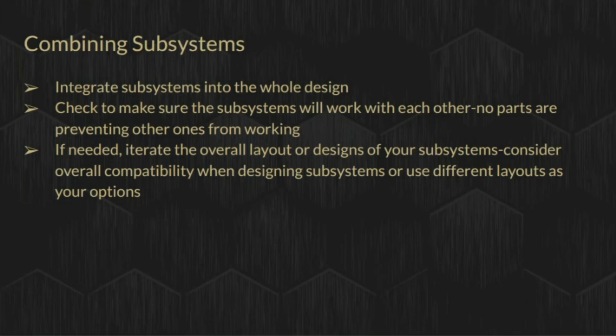And if you need to, you can iterate the overall design of your subsystems or the whole thing in general, like as a layout, just move the subsystems around. And you can use decision matrices for these too. You could, as one of your attributes for the subsystems, consider compatibility, or use different layouts as the potential solutions, that is, the x-axis on your decision matrix.